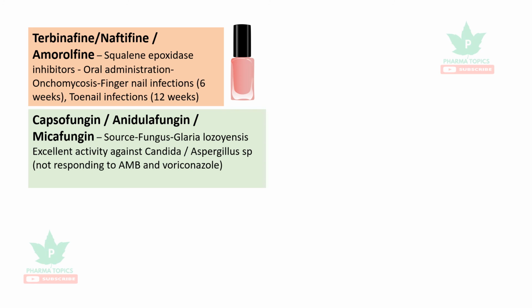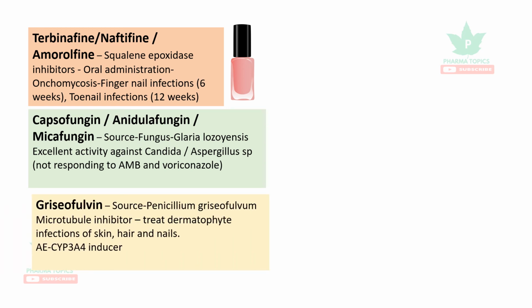The next class is echinocandins: caspofungin, anidulafungin, and micafungin. They are obtained from another fungus, Glarea lozoyensis. They have excellent activity against Candida and Aspergillus species. They are useful in patients who don't respond to amphotericin B and voriconazole.